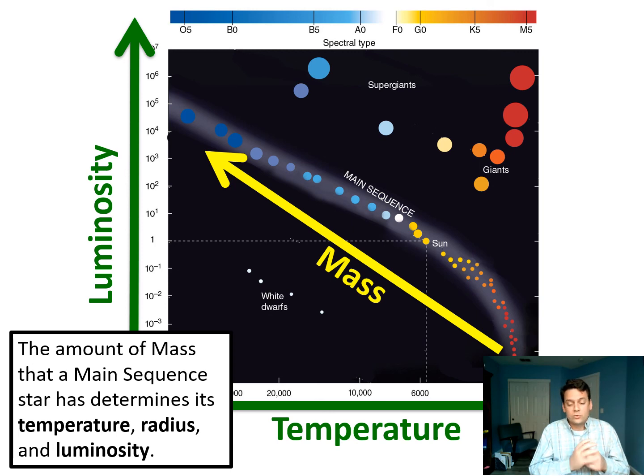So basically any observable quantity related to a star is determined by its mass. And so if you tell me the mass of a star, and you tell me it's on the main sequence, I can tell you how hot it's going to be, how big it's going to be, and how much energy it's going to radiate into space.